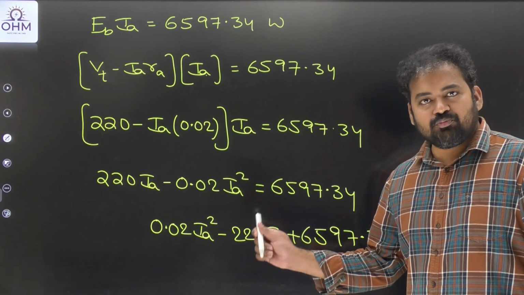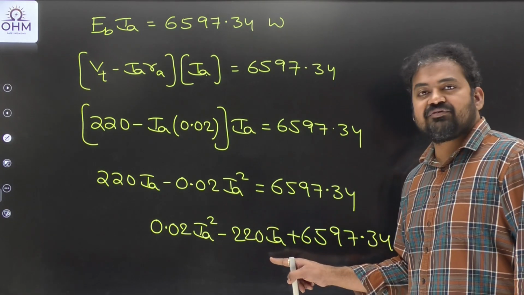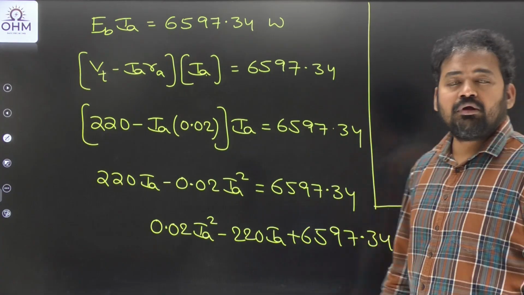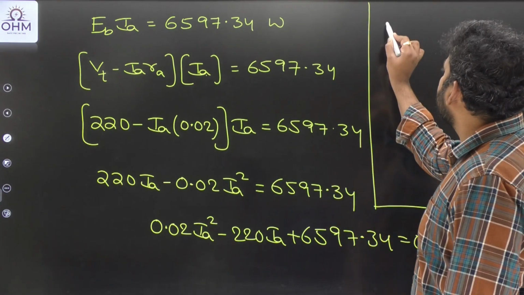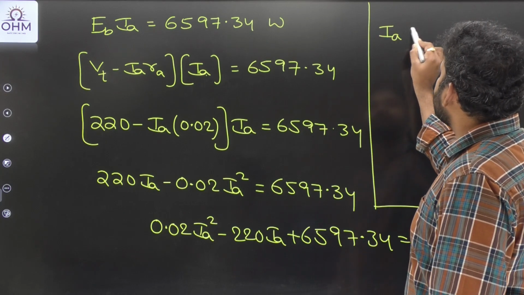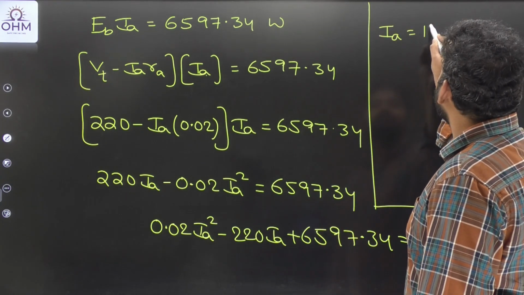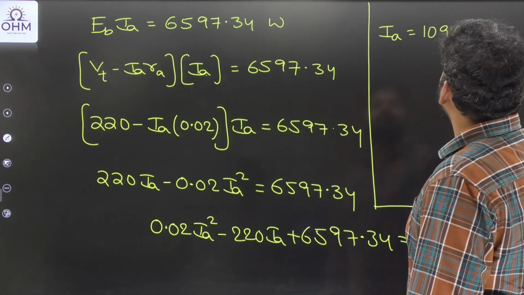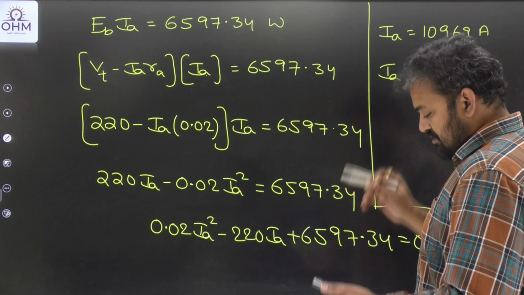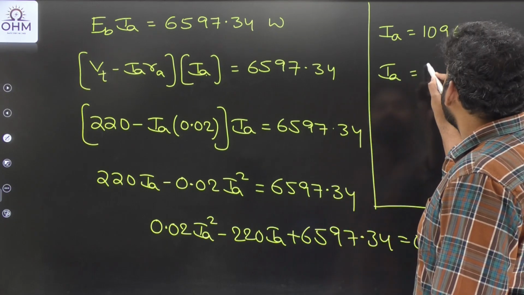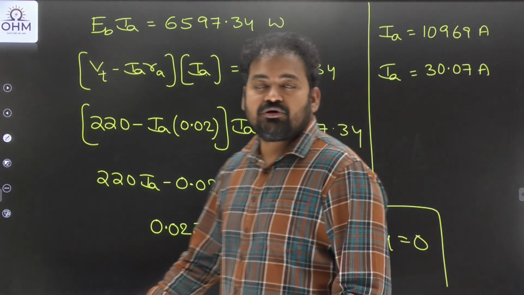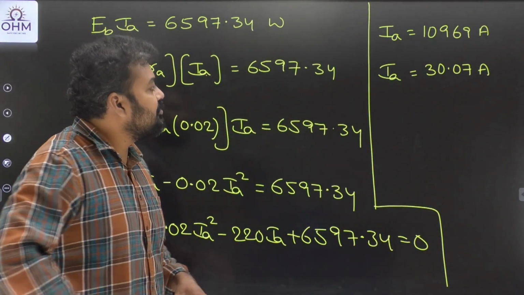Please pause the video here and solve this equation, find out the two roots for IA. Use only the GATE calculator. All right, I am getting the two roots here. The first choice is 10,969 ampere. This is one possible answer. The second one is 30.07 ampere. Out of which, which is going to be the correct answer?